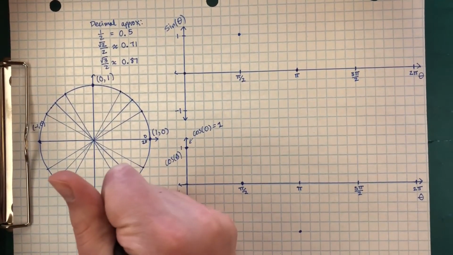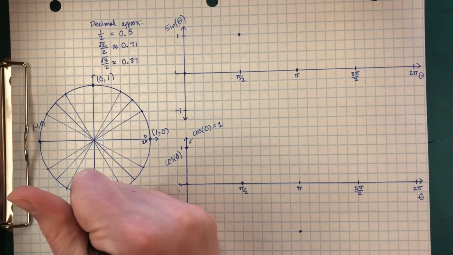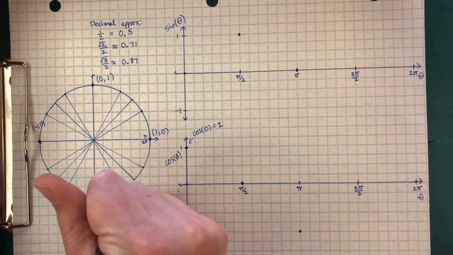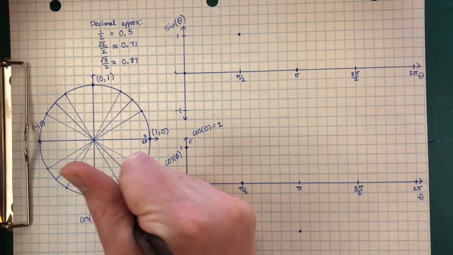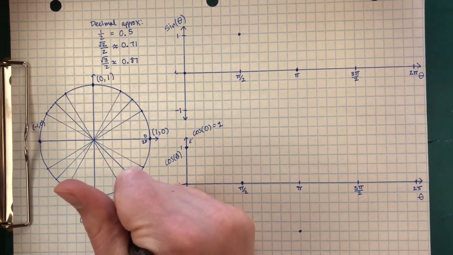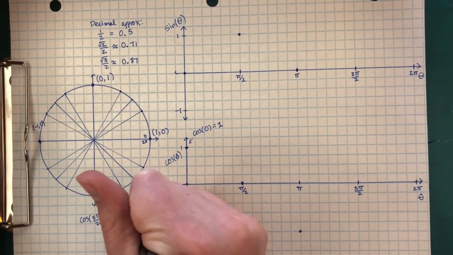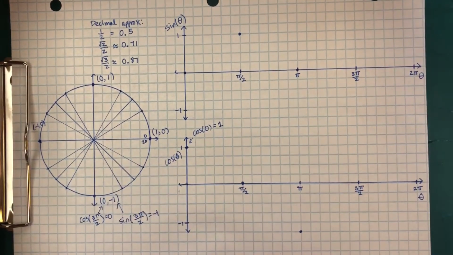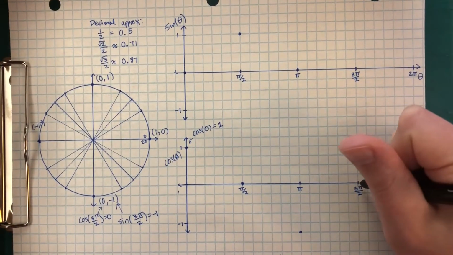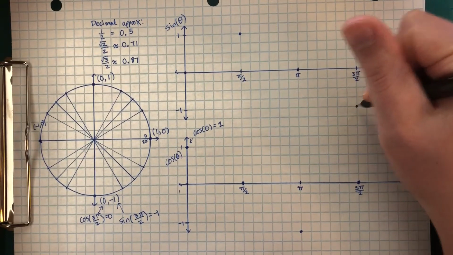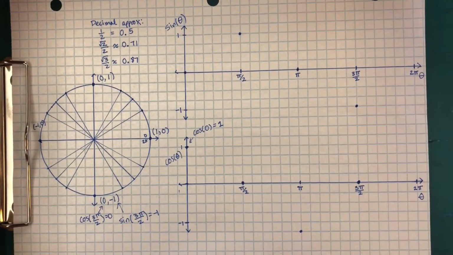So I could interpret this 0 as meaning the cosine of 3 pi over 2 equals 0. This -1 means the sine of 3 pi over 2 equals -1. So the cosine is 0, the sine is -1. I'm going to add these points to my graph.